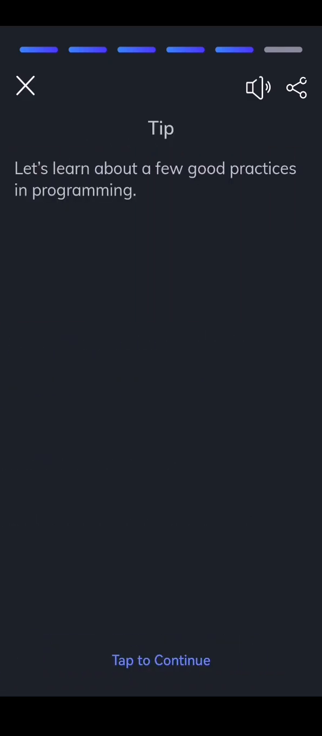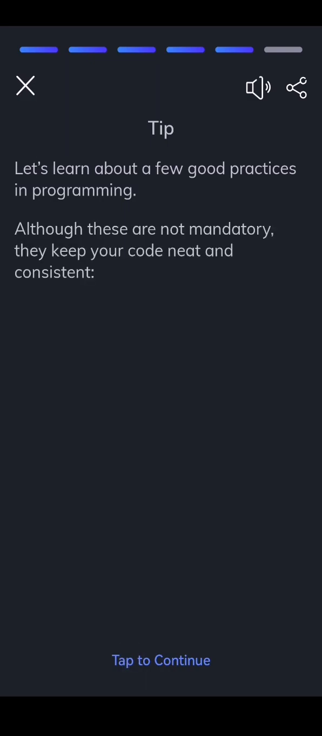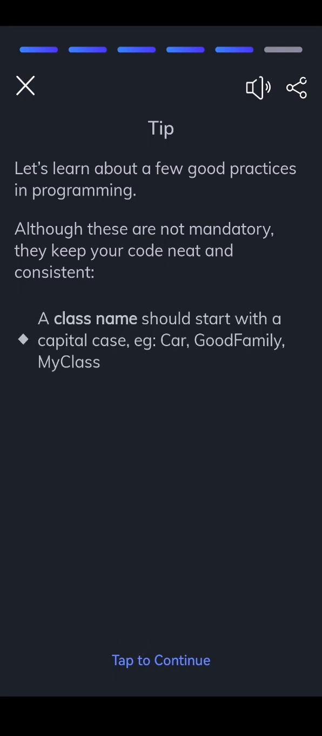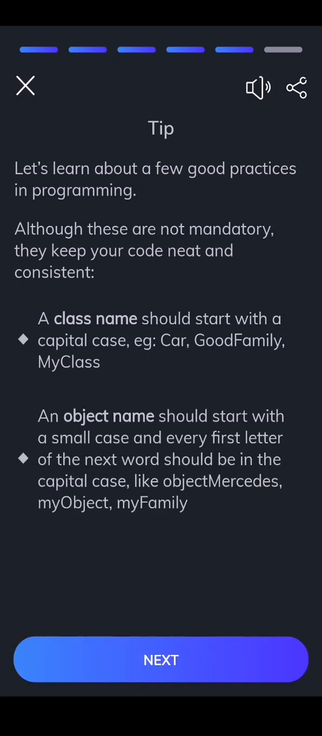Let's learn about a few good practices in programming. Although these are not mandatory, they keep your code neat and consistent. A class name should start with a capital letter, e.g., Car, GoodFamily, MyClass. An object name should start with a small letter and every first letter of the next word should be in capital, like objectMercedes, myObject, myFamily.